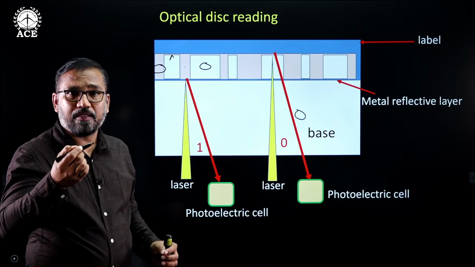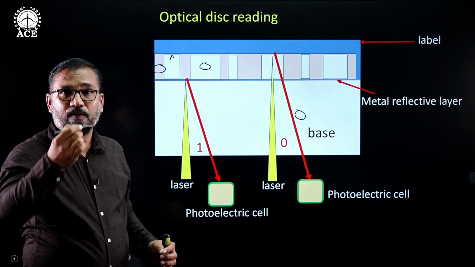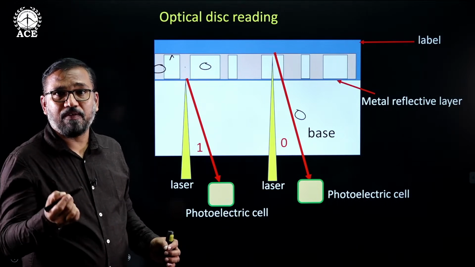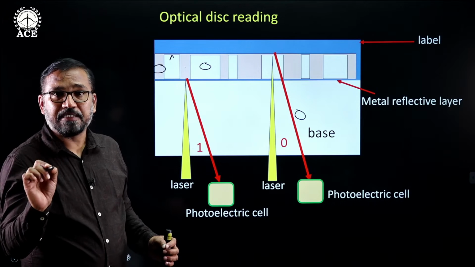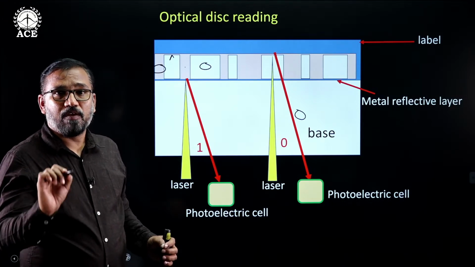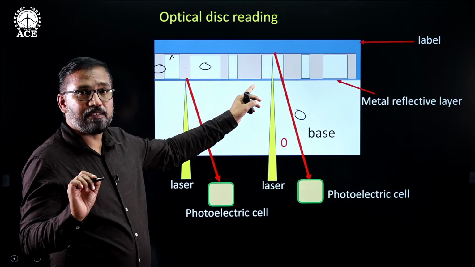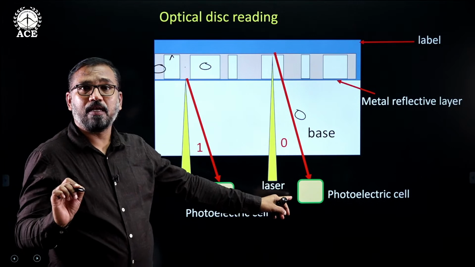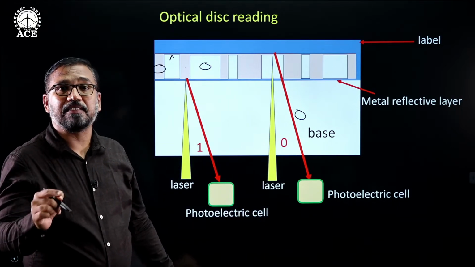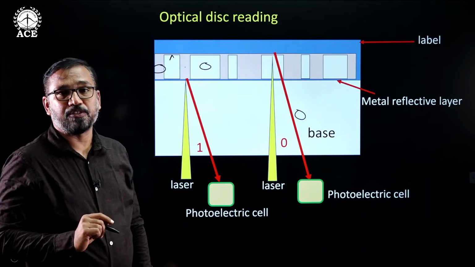Whenever the laser enters the depth, the light will not reflect from it, so the photoelectric cell will not receive any signal. When it is not receiving a signal, it reads as 0. Similarly, when the laser reaches the flat surface, the light reflects from it and reaches the photoelectric cell. That photoelectric cell reads that as a 1. That is how it reads the binary information, zeros and ones.